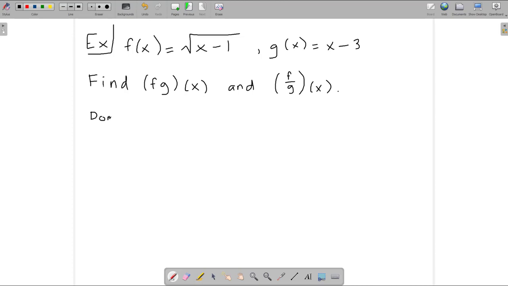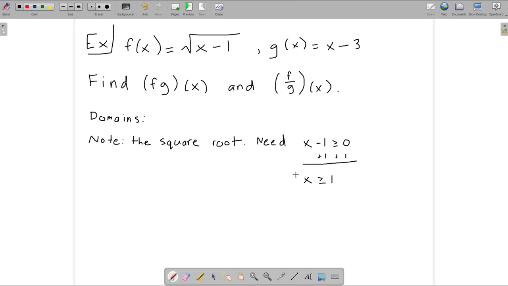Domains. So note that f of x has a square root. And remember, we're not allowed to square root negative numbers. So that means that I need whatever's inside the square root to always be either 0 or positive. So that means that I need my x minus 1 to be greater than or equal to 0. And solving this will give us the domain of our f of x. So luckily this one's pretty easy to solve. We just have to add the 1 to both sides. And we'll have x is greater than or equal to 1. So that's our domain for f.